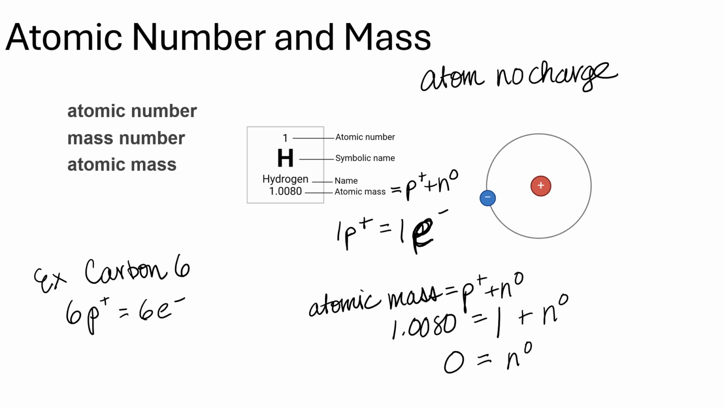It would be good for me to tell you that the atomic mass of carbon is about 12, and therefore we could also calculate this, that 12 equals our 6 protons plus some number of neutrons. And then we can do a little cross math to figure out that there are 6 neutrons in carbon.